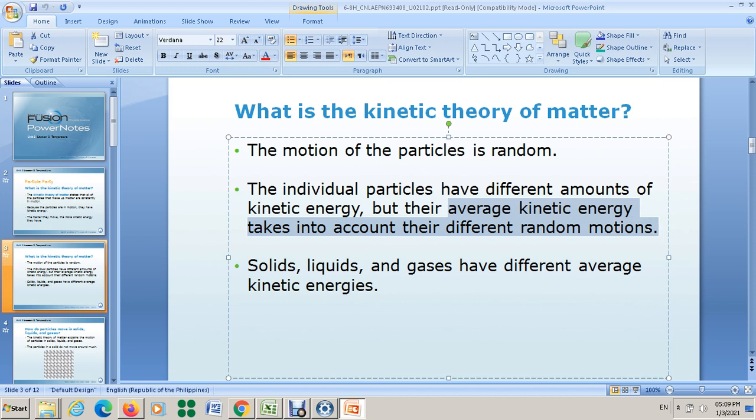Again, if you're talking about individual particles, all of them have what? They have different amounts of kinetic energy. But if you're talking about the average kinetic energy, you take into account their different random motion. In the average, you're talking about the average. So solids, liquids, and gases have different average kinetic energy. We will talk more about solids, liquids, and gases. We already discussed this last year, but we want to repeat this again.